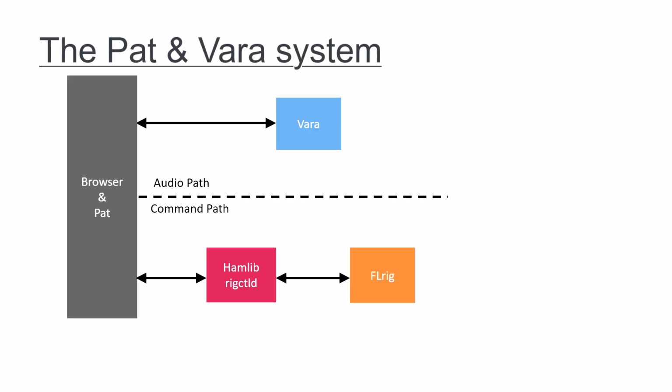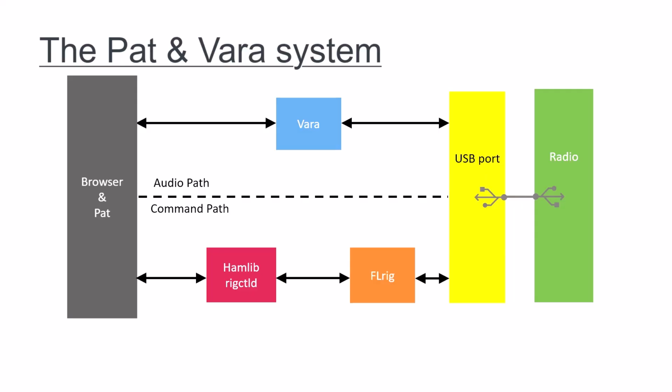Vara sends audio and FLrig sends commands to the radio through a USB CAT port. Even though the radio uses only one physical USB connection, in Windows, audio will appear as a sound device and the commands will be sent and received through a COM port.